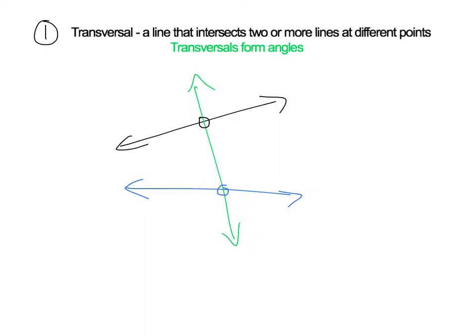And as you can see, when I drew that green line, what it created was 1, 2, 3, 4, 5, 6, 7, 8 angles. Okay, now let's add another line in there. Then that transversal has now created 8, 9, 10, 11, 12 angles. Okay, so that's the transversal.